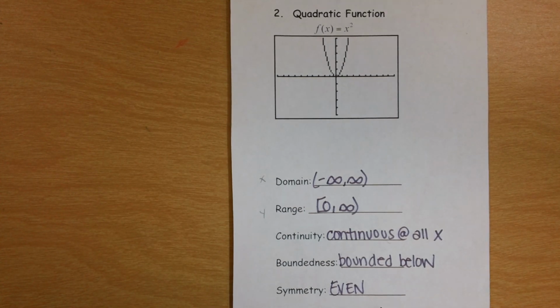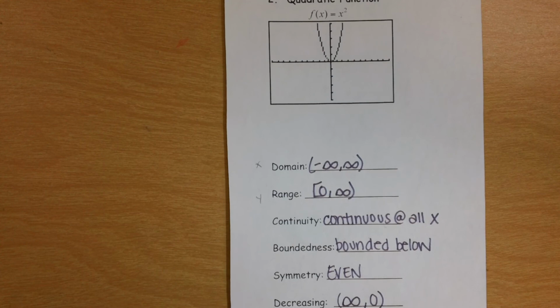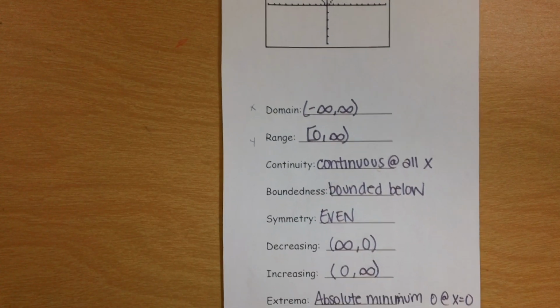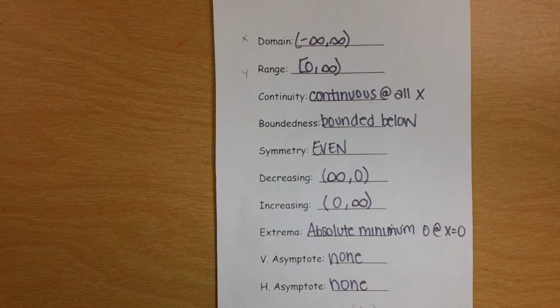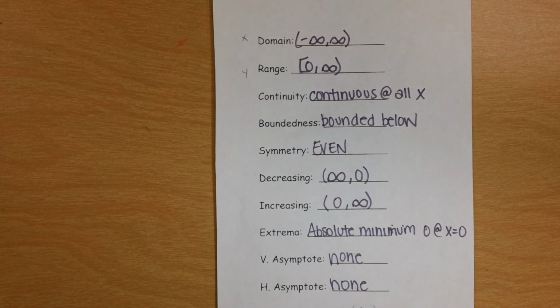A quadratic function is continuous at all x. It is bounded below with a minimum of 0, 0. It has an even symmetry, meaning the graph can be reflected across the y-axis. The graph decreases from negative infinity to 0 and increases from 0 to infinity. It has an absolute minimum of 0 at x equals 0.